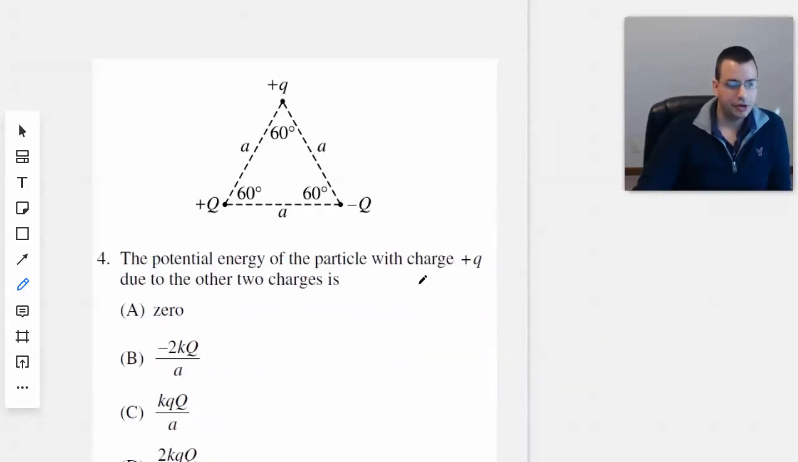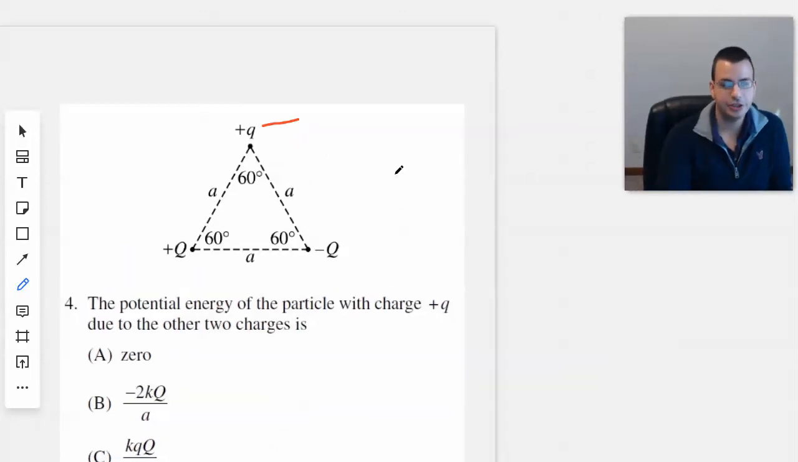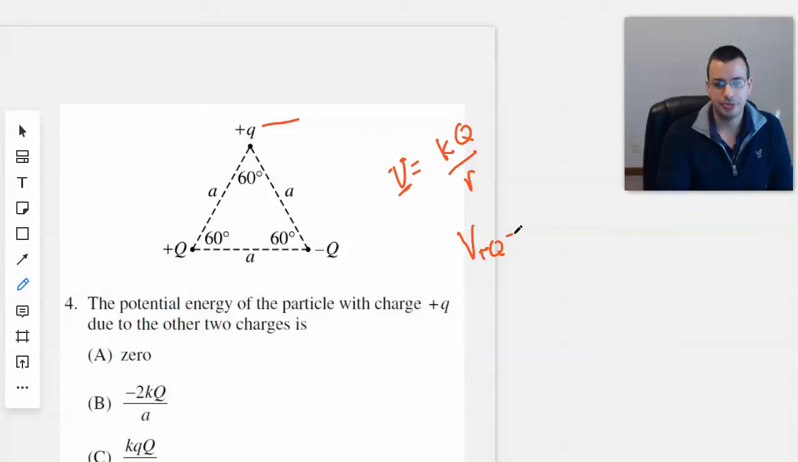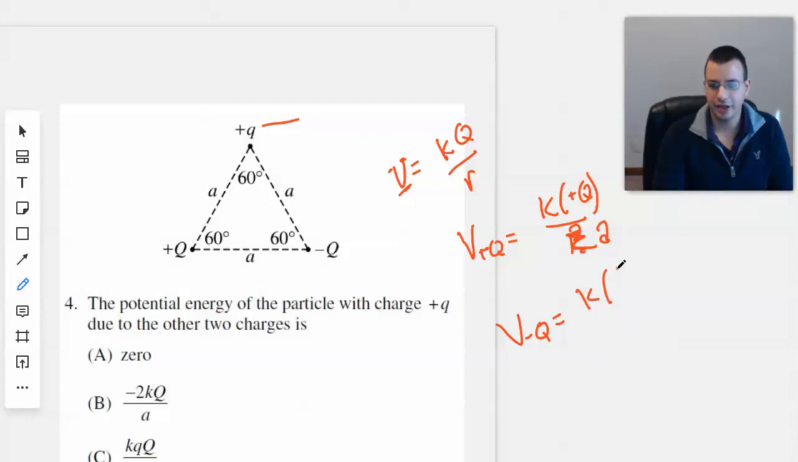Potential energy of the particle with plus Q, that one, due to the other two charges is, okay. So for this, start by writing up the equation. So for a point charge, it'd be KQ over, I'll use small r. I know I vacillate between big R and small r. Does not converge. Sorry. We all have our failings in life. That one is mine, amongst others. So voltage due to plus Q equals K plus Q over A. V negative Q equals K negative Q over A.